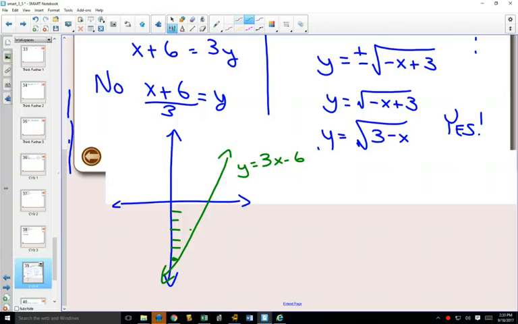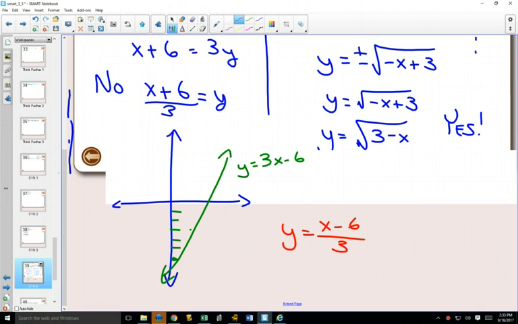For our second one, we've got x plus 6 divided by 3. Well, not our inverse, but our original one was x minus 6, all divided by 3. Well, this isn't in y equals mx plus b form, so we have to do a little bit of algebra just to rearrange it, just to make it work.